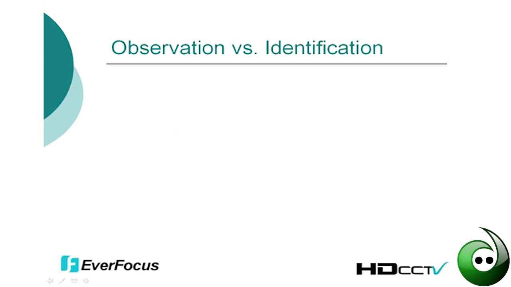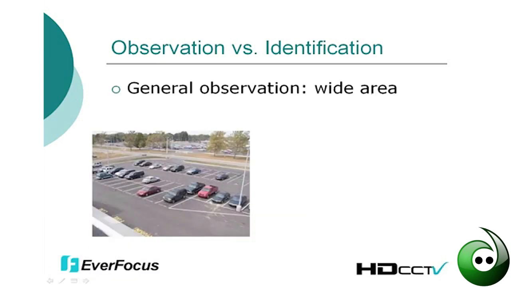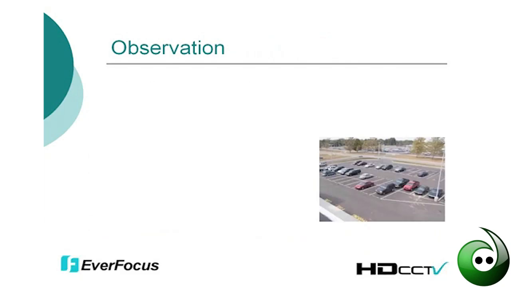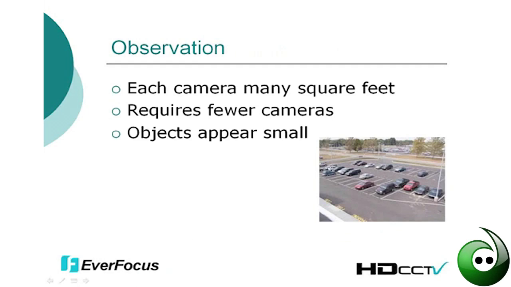Let's move to the concept of observation versus identification. For general observation, we generally view a wide area. For identification, we typically need a close-up view. For observation, each camera covers many square feet. This requires fewer cameras to cover the area. However, objects will appear small and details will be indistinct.